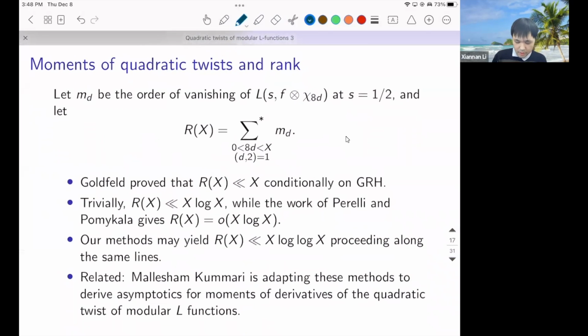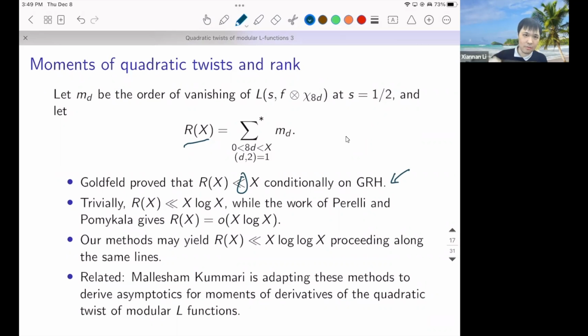So it's maybe worth mentioning that this is related to rank. In this case, I'll let m_d be the order of vanishing of my L-function, and then R(X) is going to be the sum of all the orders of vanishing. And then it's interesting to try to understand this type of object on average, right? Goldfeld proved that R(X) is bounded by X conditionally on GRH. There were a large number of refinements improving the implied constant here, also on GRH. Trivially, the bound for R(X) is X log X.